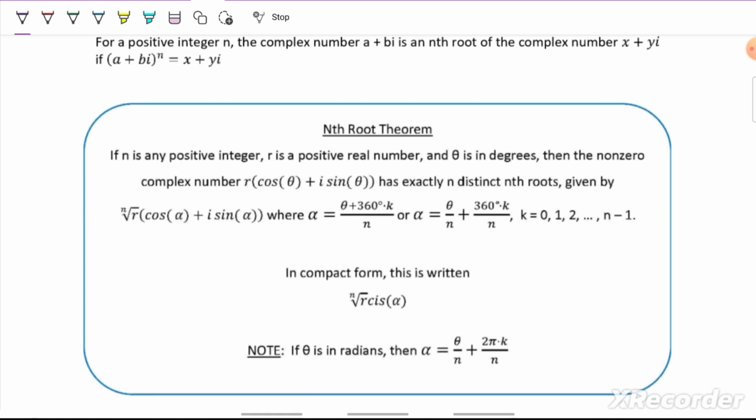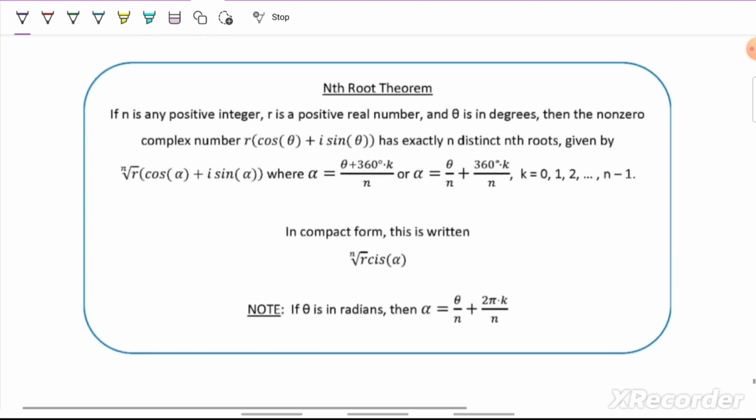So that's just our definition. We did a super similar definition when we introduced square roots for the first time. So here's our theorem on how to find those nth roots.